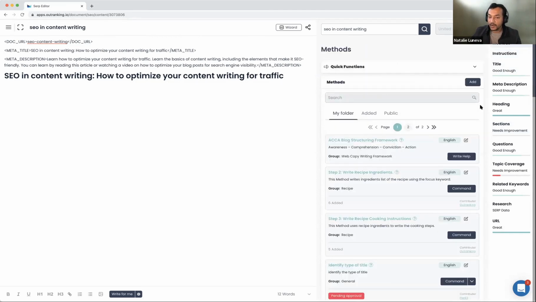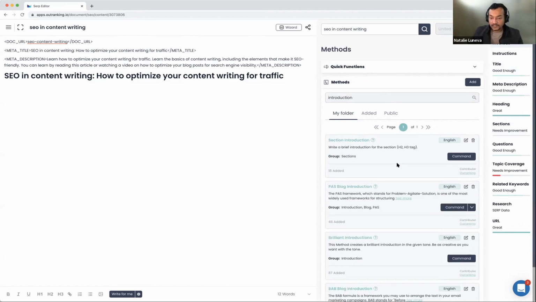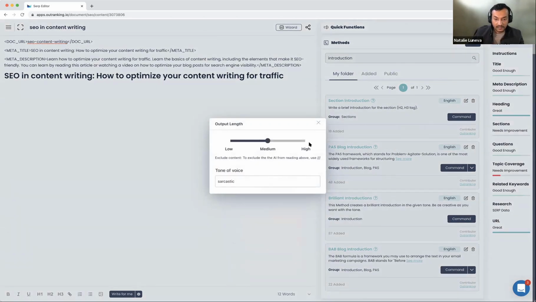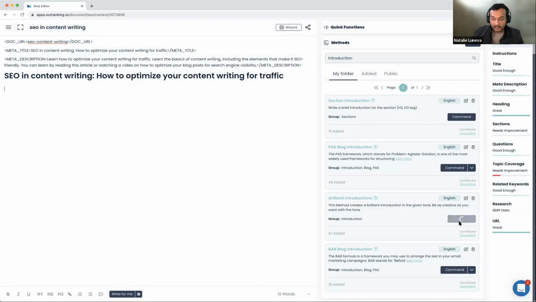And methods is where you'll find many different kinds of automation templates that you can write content around. So let's go ahead and search for introduction section. This is section introduction. Okay, so these are three of my favorite introduction methods. And we'll write using brilliant introduction. Now this needs a tone. So if I click on it, it's going to ask me to add a tone. So to add a tone, you can just simply click on this cogs wheel and add a tone. Sarcastic.